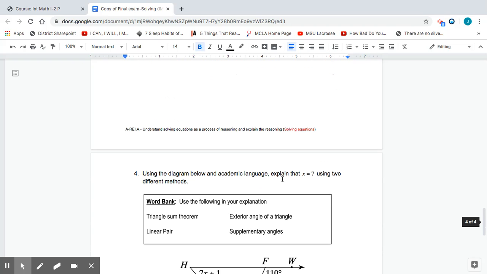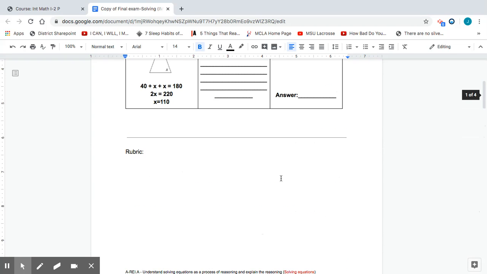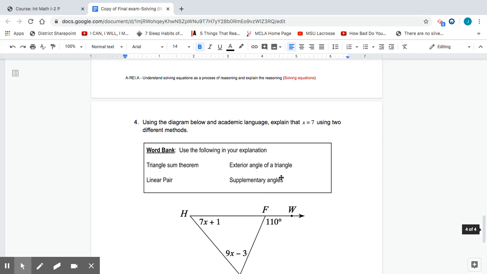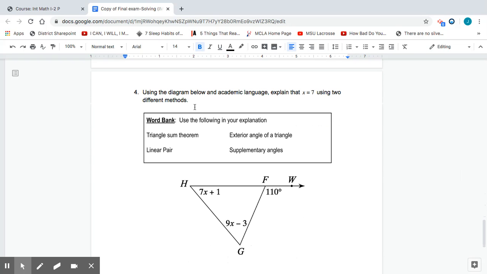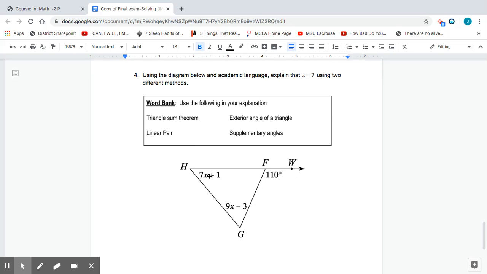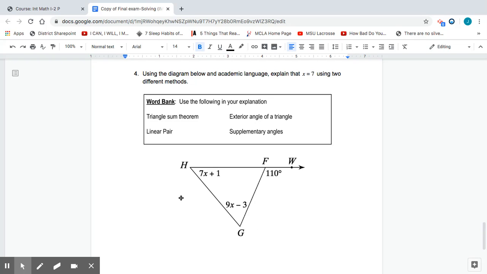Okay, that's question 3. And then we go to question 4. Just using the diagram below and academic language, explain that x equals 7 using 2 different methods. In the word bank, use the following in your explanation: triangle sum theorem, linear pair, exterior angle of a triangle, or supplementary angles. So you're going to use this diagram right here, and you are going to explain that x equals 7 using 2 different ways. And that's it.